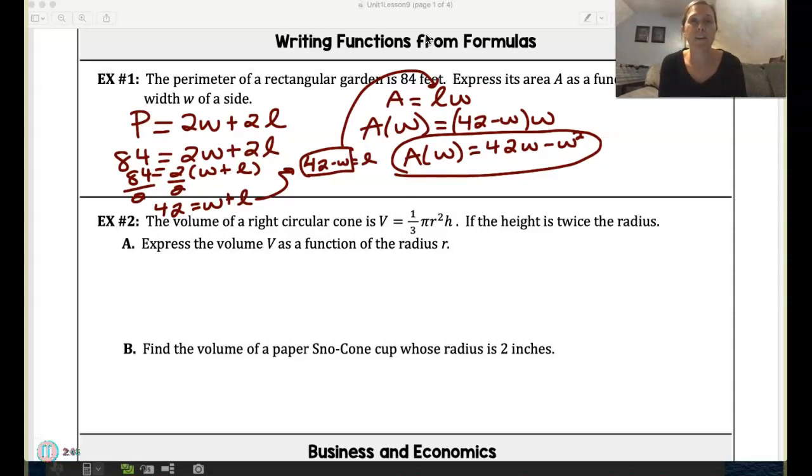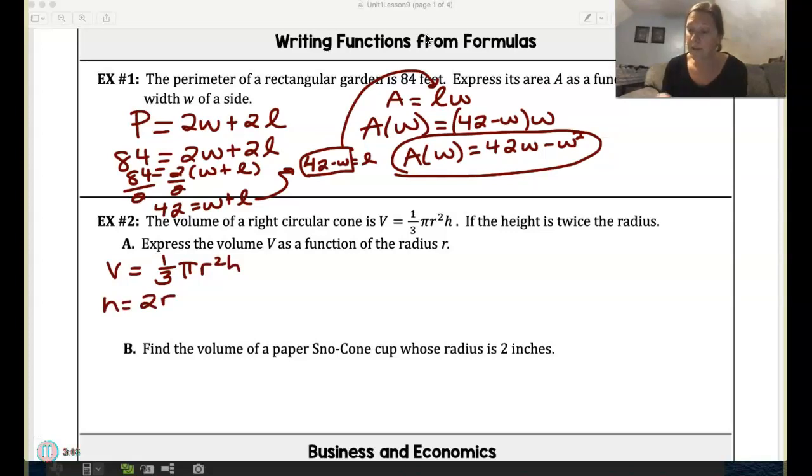Okay. All right, so number 2, the volume of a right circular cone is 1/3 pi r squared h. If the height is twice the radius, we want to express the volume V as a function of the radius. So let's go ahead and turn everything into what we need to. So we were given volume. Volume is equal to 1/3 pi r squared height. We were just told that height is equal to 2 times the radius.